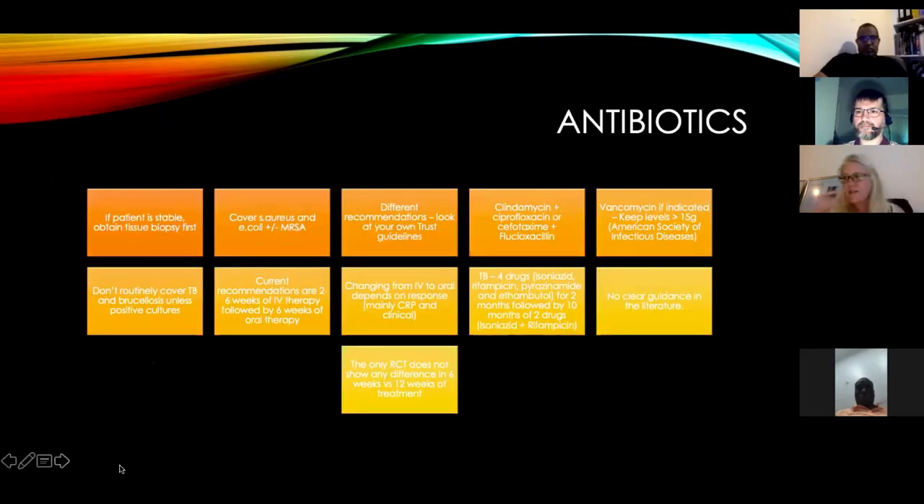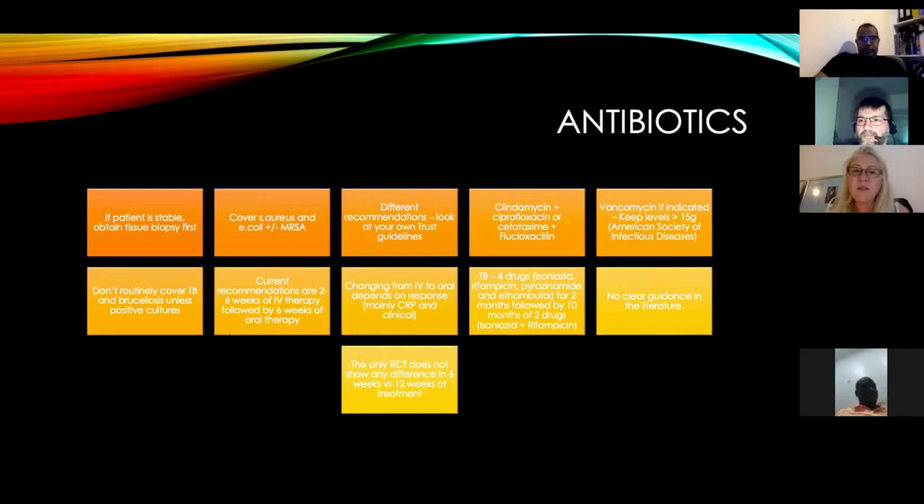So antibiotics, this is a bit controversial. Controversial as in the choice of antibiotics, not as to whether you should use them or not. If your patient's stable, you would want to try and get a biopsy first, and you can do this by CT guided biopsy if your service operates it, or you may need to do an open biopsy. Essentially, we want to cover Staph aureus and E. coli, which are the main pathogens, plus or minus MRSA, depending on your area.